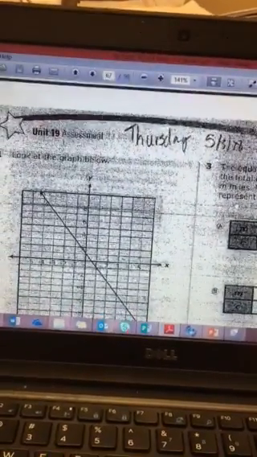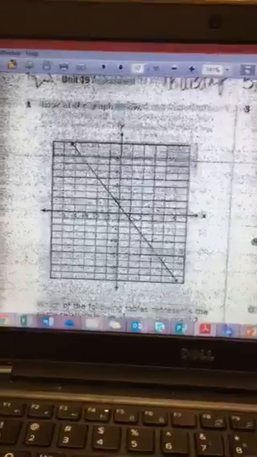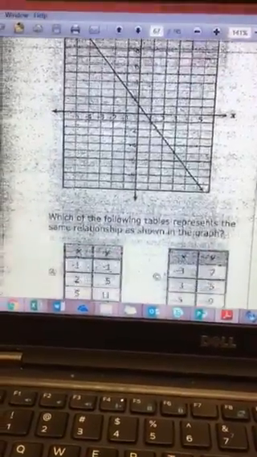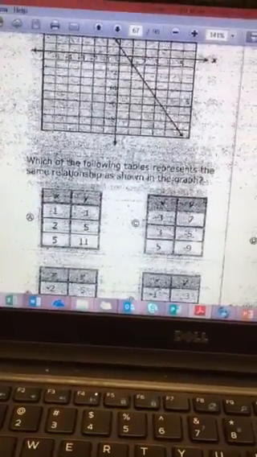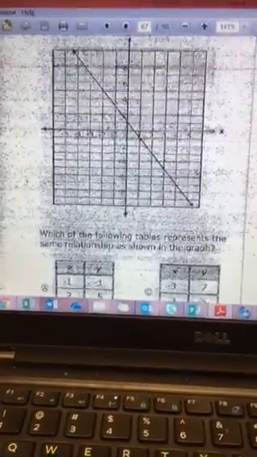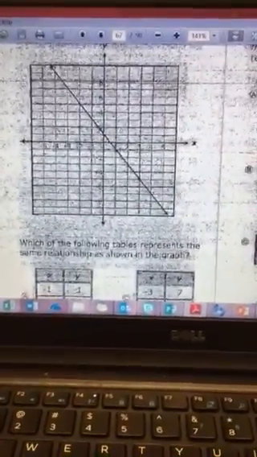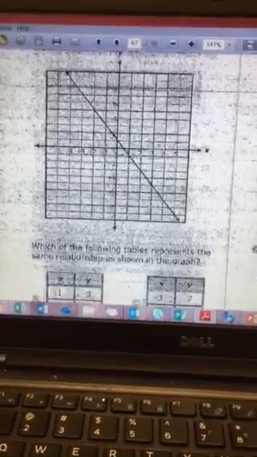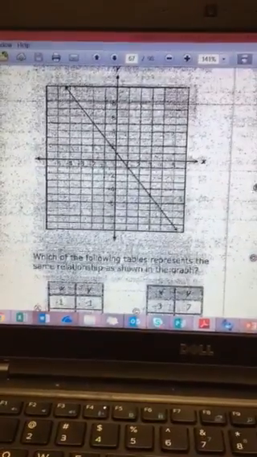Today marks 7 days until your STAR test, 7 days of school that is. Number one, we have a graph, and you're asked to match it with a table. So today's lesson is just about tables, graphs, and words, picking the ones that go together.